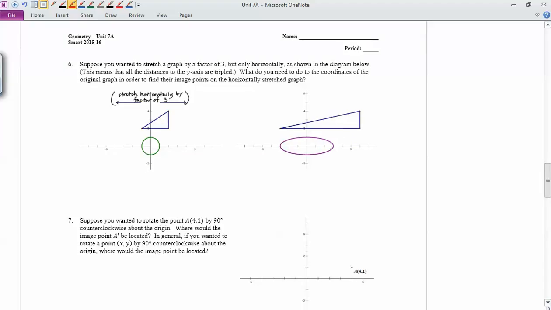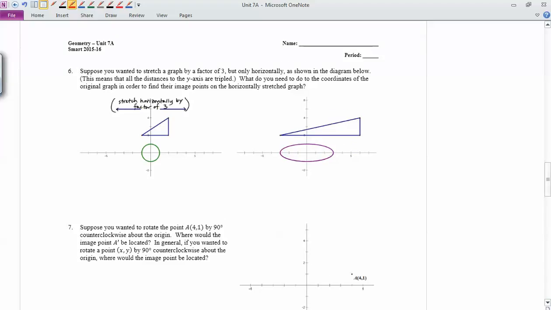So in 6, we want to stretch a graph again, but this time we don't want to stretch it in all directions. We just want to stretch it horizontally. So if you want to stretch something horizontally, and in this case we're stretching it so that it's 3 times as far away, 3 times as long, right? So instead of 1 unit out on the circle, it's 3 units out on the circle. But notice the heights stayed the same. This height to here, that stayed the same, and this triangle's height right here, that didn't change. Those are the same height right there.